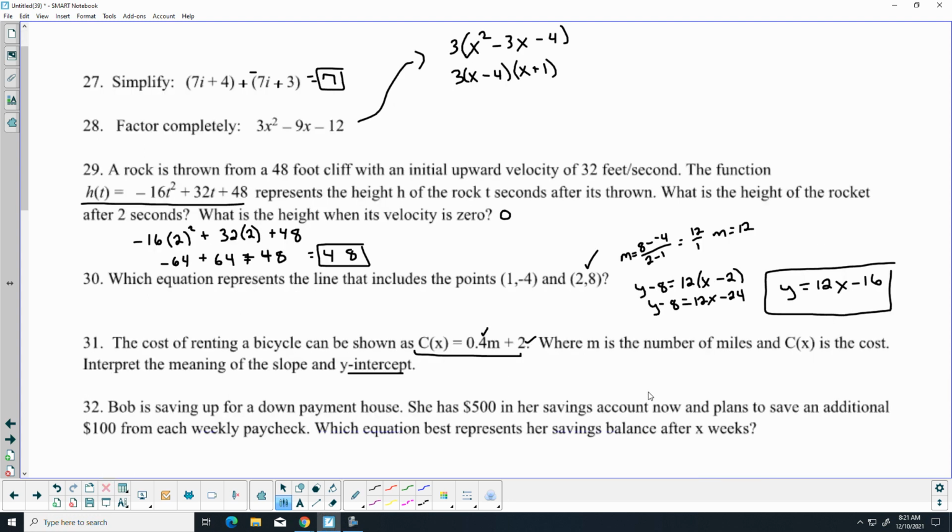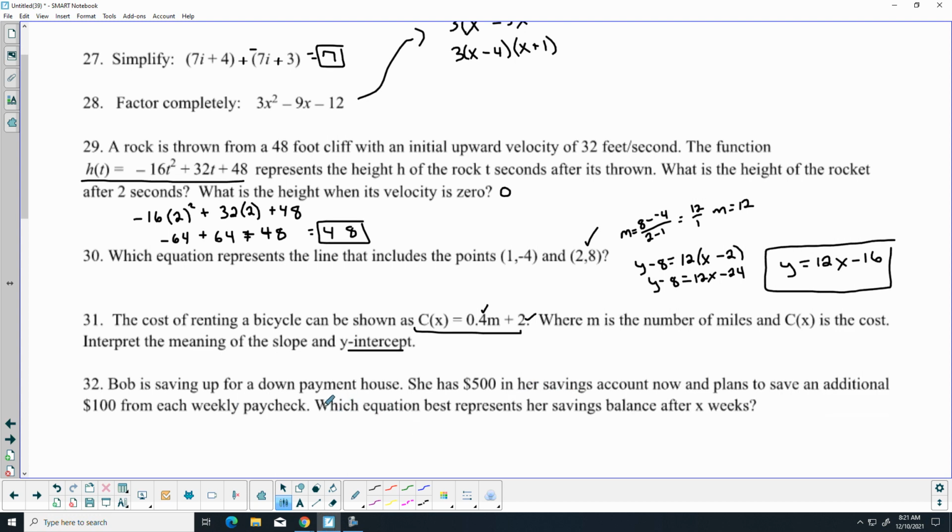All right, Bob is saving up for a down payment for a house. She has $500 in her savings account and plans to save an additional $100 each week. Which equation best, well, not which, it'd be write the equation. So she started with $500 and then $100 per week.